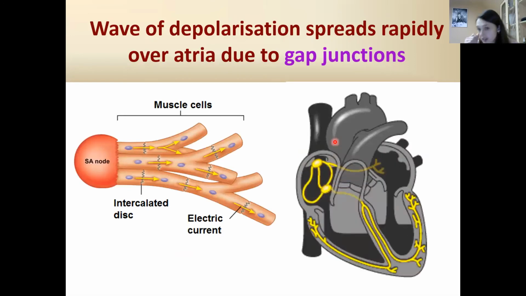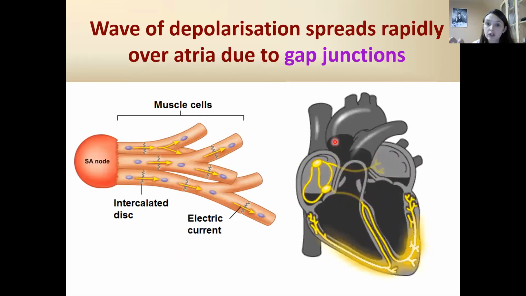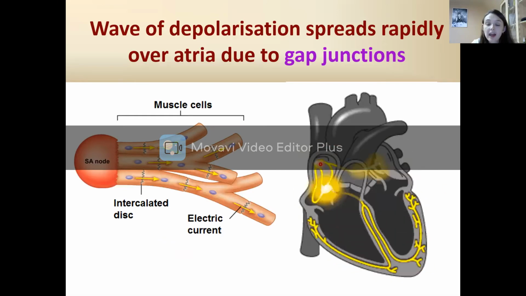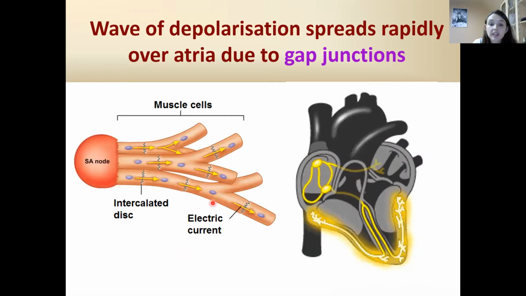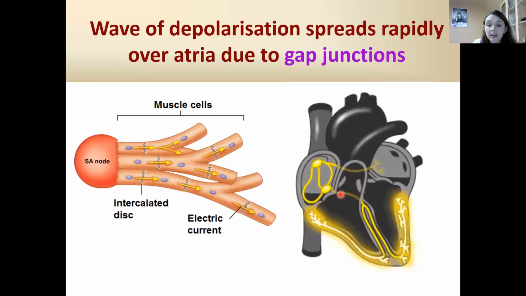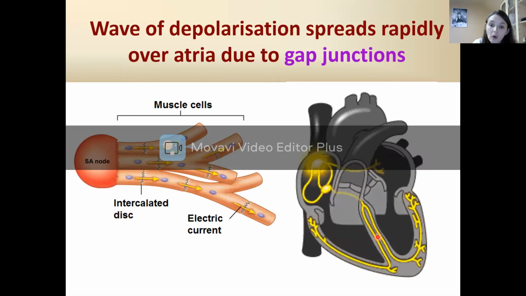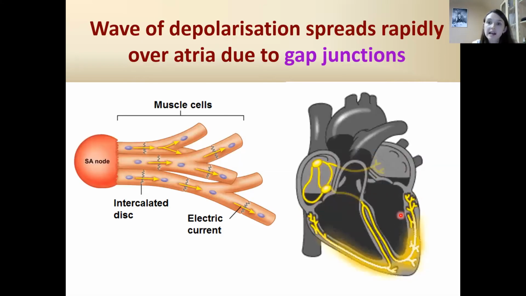So a wave of depolarization will spread rapidly over the atria due to the gap junctions. Mainly the electrical synapses will be produced in this atrium, and then through these intercalated discs, through these electrical synapses, the impulse will be transmitted through the whole conductive system of the heart. The transmission will happen very quickly, immediately, rapidly. That is why the heart will always contract.